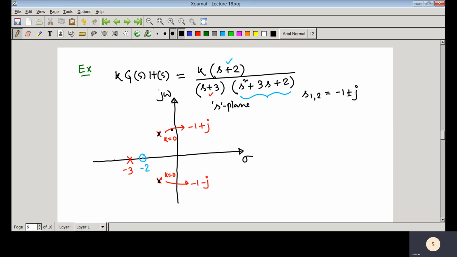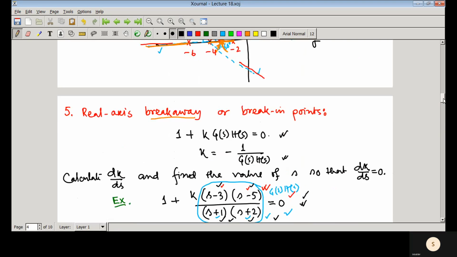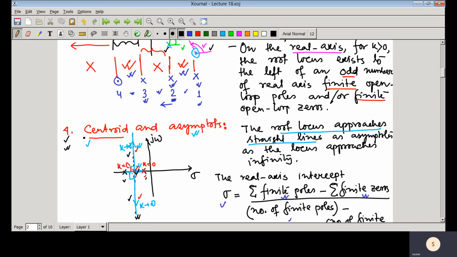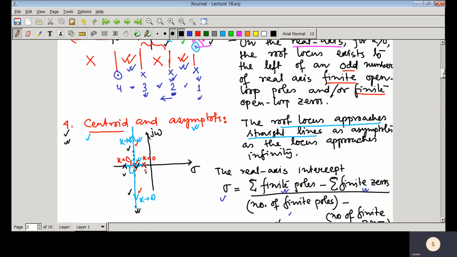And whenever your open loop transfer function is like that, it has 3 open loop finite poles and one finite zero at minus 2, and you can see here that it has 2 zeros at infinity. And from rule 4 we have seen that whenever it has zeros at infinity, we need to find the centroid and asymptotes.